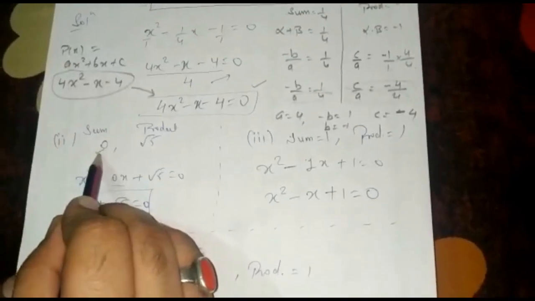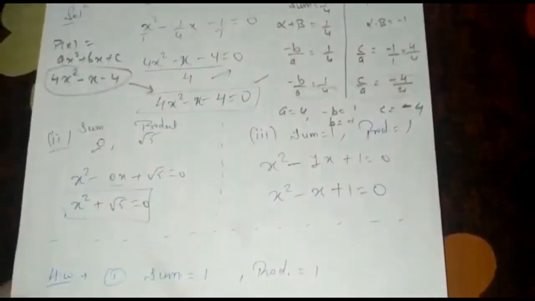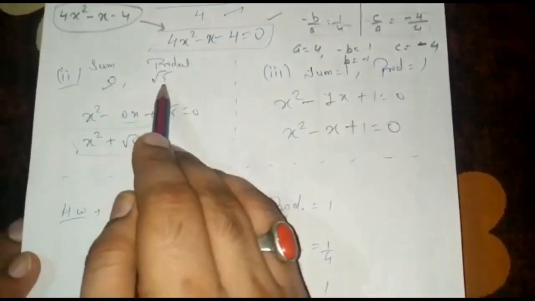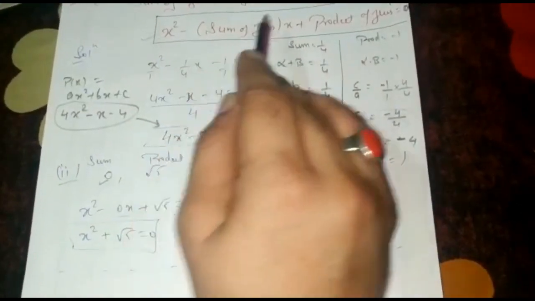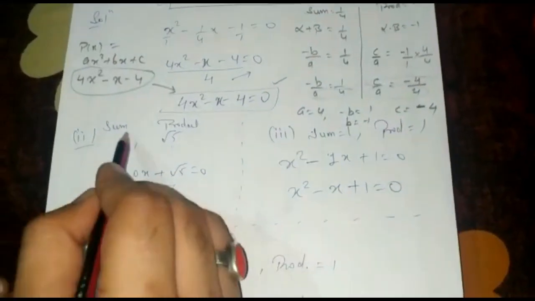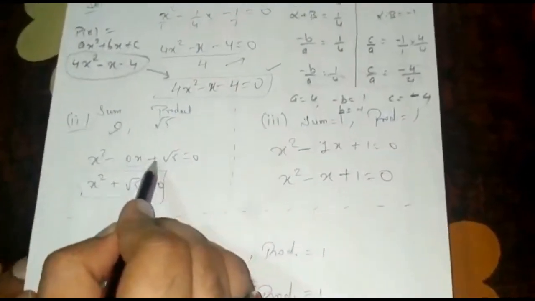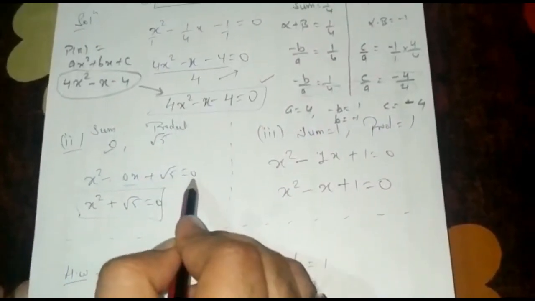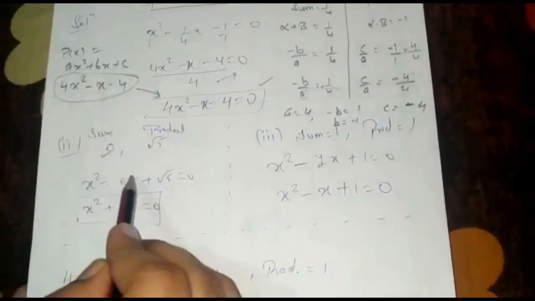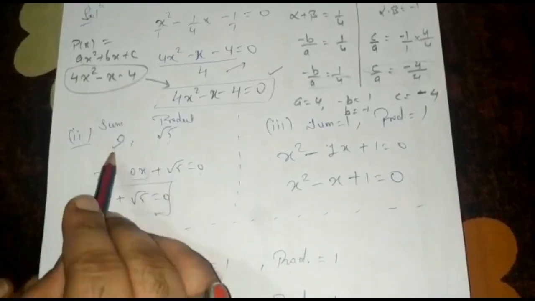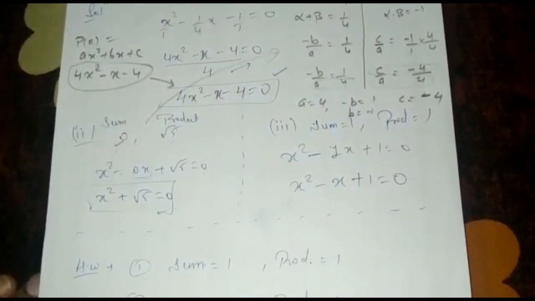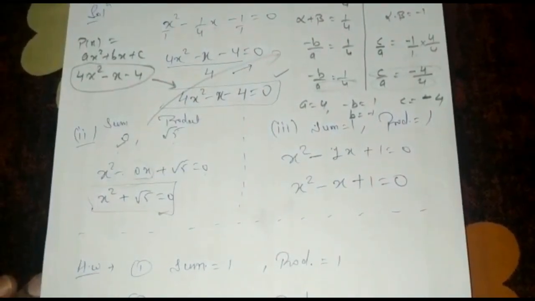Let us discuss the second question. Sum of the zeros is 0 and product is √5. So we know that x² - (sum of the zeros)x + (product of the zeros) = 0. x² - 0·x + √5 = 0. So this whole term becomes 0, and x² + √5 = 0. You can also solve this question with this method, as I discussed earlier.